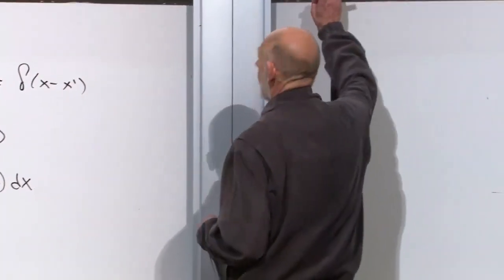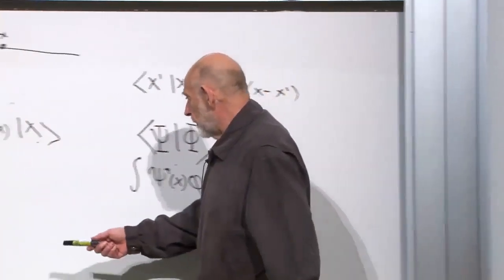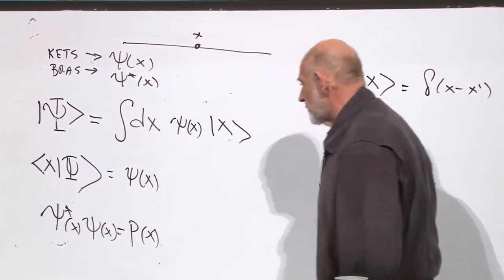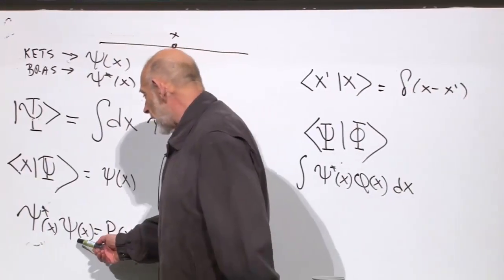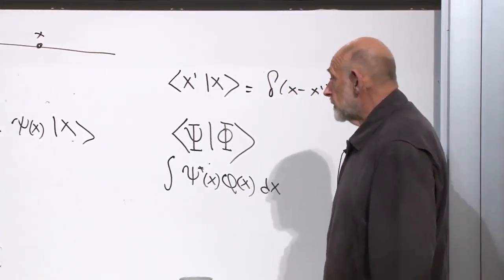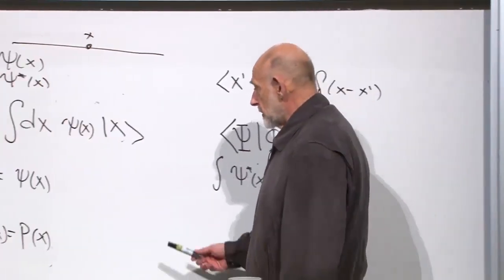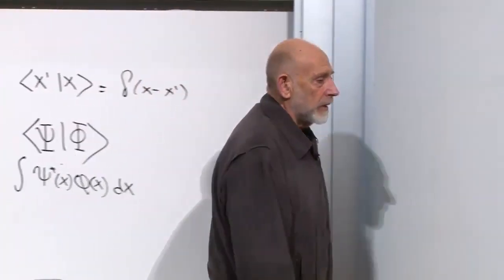Let's... oh, one last thing. The probability density is psi star psi, not psi star phi, psi star psi. And if I integrate psi star psi with respect to x, that would be the inner product of psi with itself. And that should be equal to 1 on the basis that the total probability should be 1. In other words, nothing new again, physical states should be normalized. Normalized so that integral psi star psi is equal to 1.